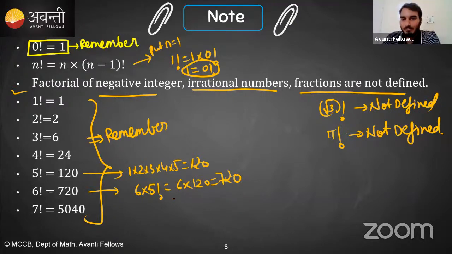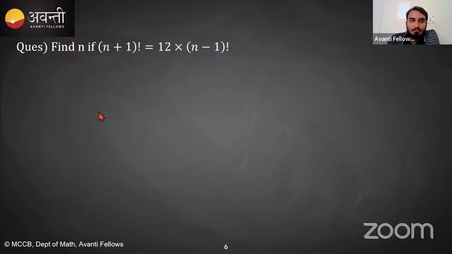Everyone, tell me, do you have any doubt so far? Is factorial clear? If it is clear, then let's solve some questions on factorial. The first question is: find n if n plus 1 factorial is equal to 12 into n minus 1 factorial. This is the question, we have to find n.